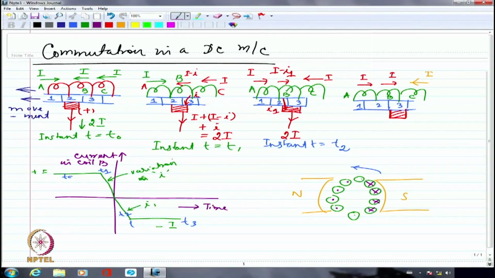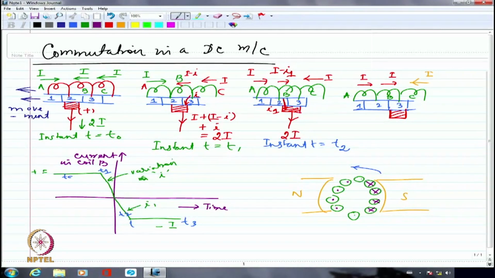Now this coil, what is in the middle, is B. And that coil is the one which is connected to commutator segment number 2, which is eventually connected to the brush. So I am always collecting the current from the brush, which is in the interpolar region. The commutator segment which is lying in the interpolar region is the one which is getting connected to the brush and then eventually going and supplying my load. That's what happens normally during commutation.